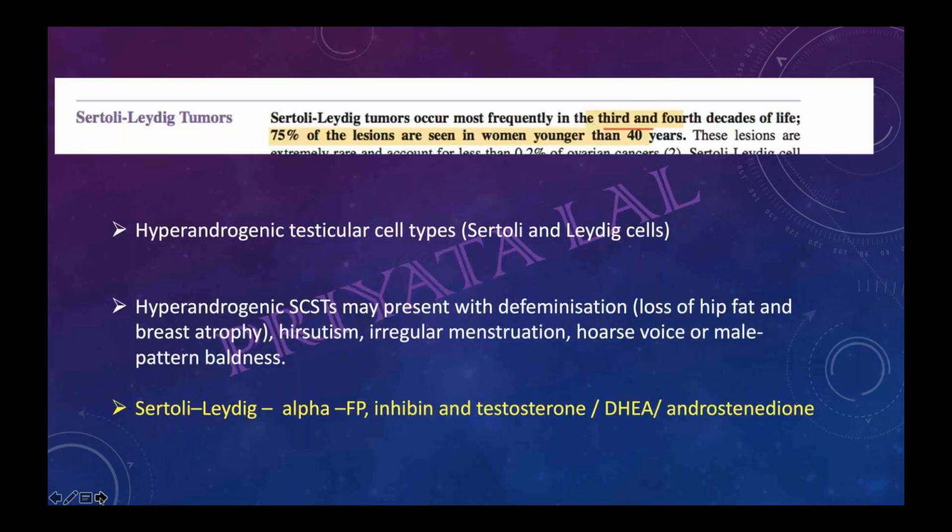Basic information will go. Now coming to Leydig cell tumor, they are androgenic. We already know that. The patient will present with defeminization symptoms: loss of hip fat, breast atrophy, hirsutism, irregular menstruation, hoarse voice, and male baldness pattern. This will be the presentation, because there is an excess of male hormone, testosterone. The tumor markers are alpha fetoprotein, inhibin, testosterone, DHEA, and androstenedione. You have to remember these, because you will get a question from here.